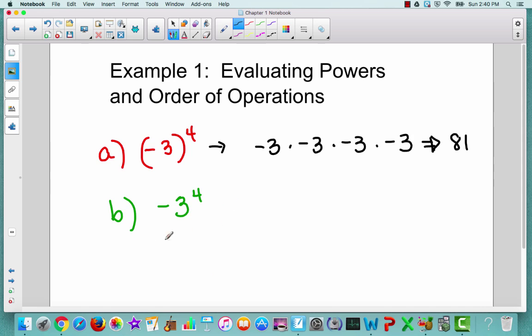All right, but isn't B exactly the same thing? Well, it's actually not. So what you have to notice is that this negative 3 isn't in parentheses. So really what this means is negative 1 times 3 to the 4th. Because there's no parentheses, this hidden negative 1 is kind of hanging out there. And the 3 is only being raised to the 4 power, not the negative 3. So this would actually give me a negative 81. We're going to talk about this a lot this year because it's a common mistake we make, and we just want to make sure we understand it clearly.